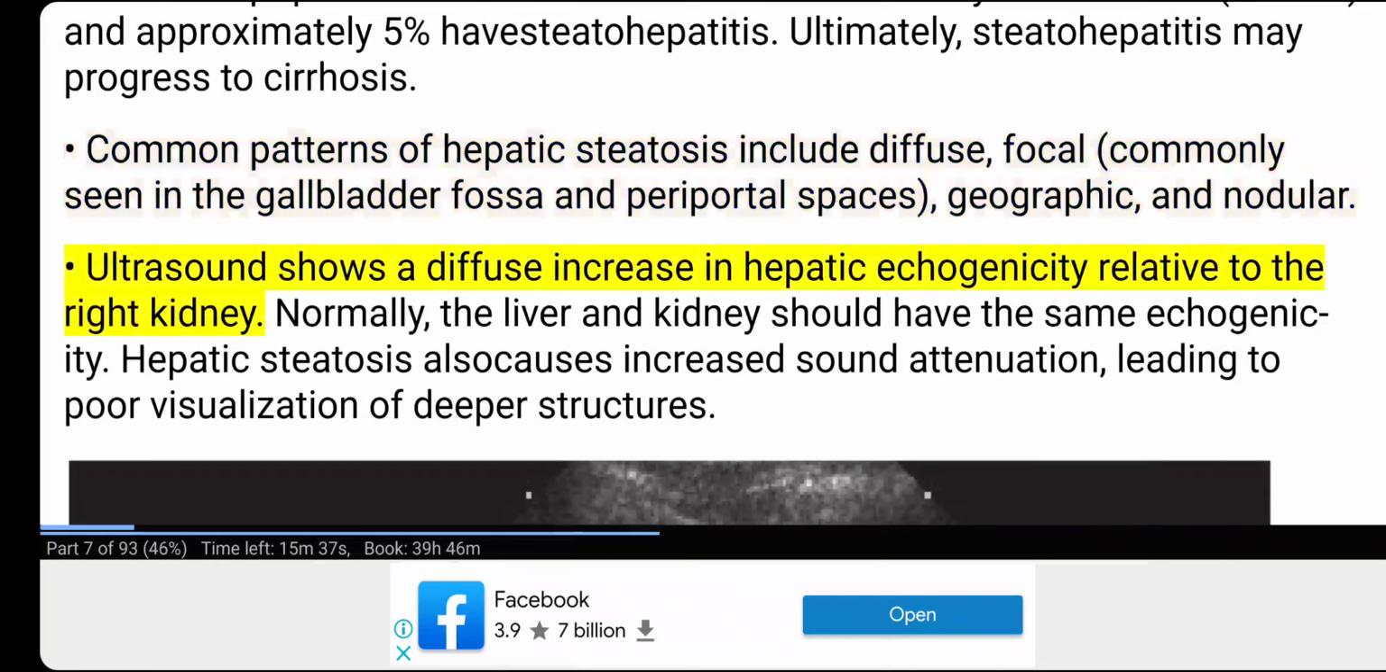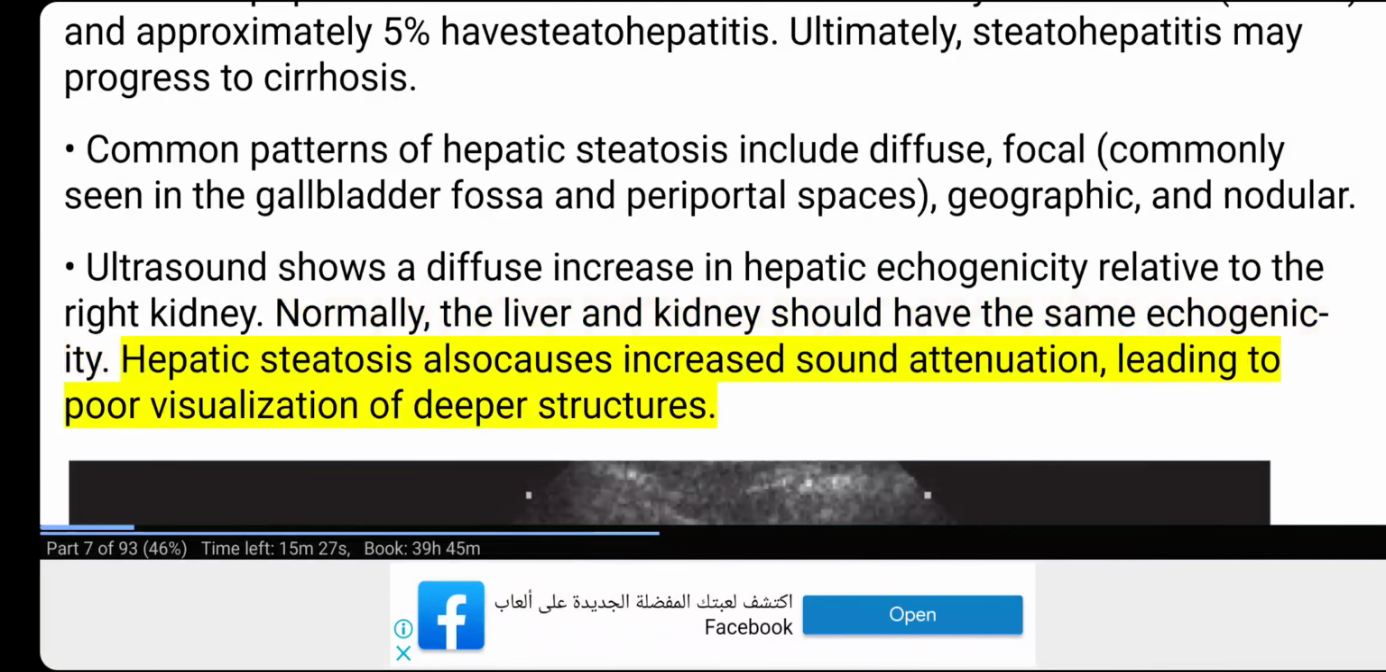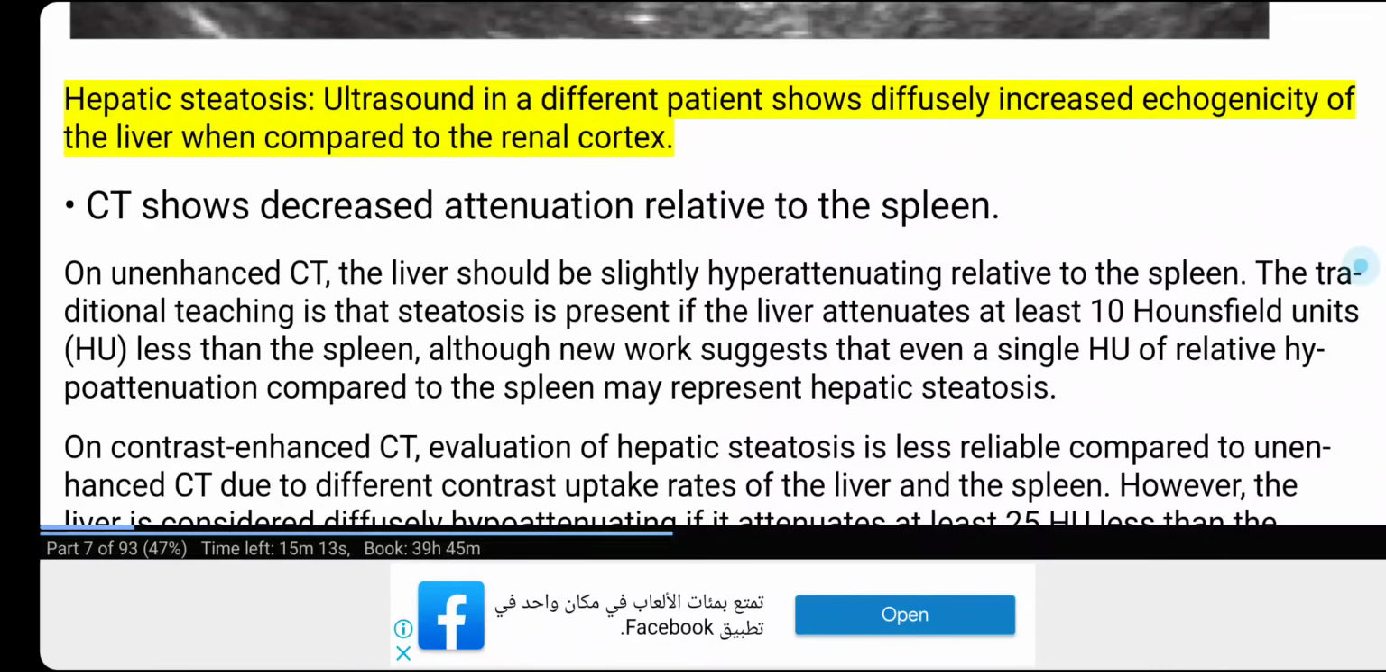Ultrasound shows a diffuse increase in hepatic echogenicity relative to the right kidney. Normally, the liver and kidney should have the same echogenicity. Hepatic steatosis also causes increased sound attenuation, leading to poor visualization of deeper structures. Normal liver. Ultrasound of the liver and kidney shows the normal isoechoic appearance of liver relative to renal cortex. Hepatic steatosis. Ultrasound in a different patient shows diffusely increased echogenicity of the liver when compared to the renal cortex.